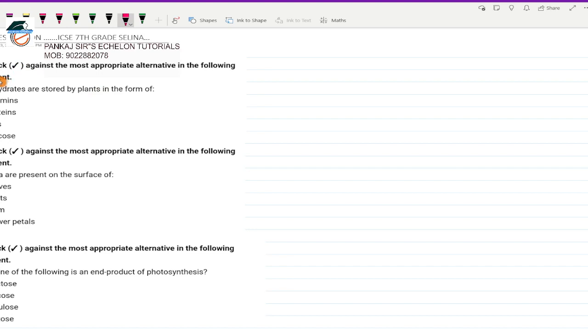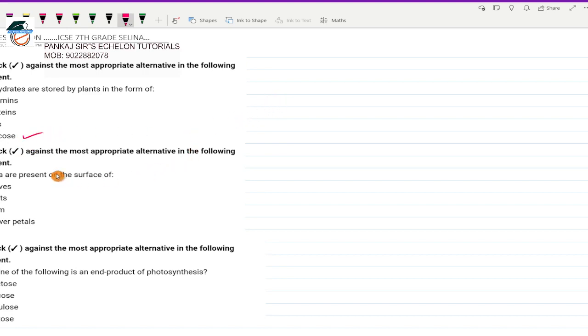The first question is, put a tick mark against the most appropriate alternative in the following statement. Carbohydrates are stored by plants in the form of vitamins, proteins, fats, glucose. The answer is that carbohydrates are stored in the plants in the form of glucose. So the answer has to be glucose.